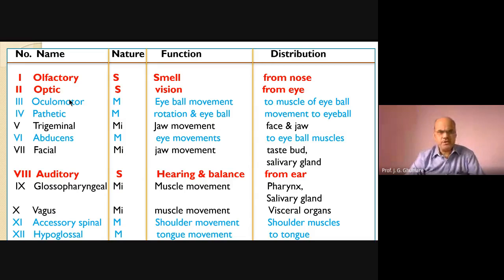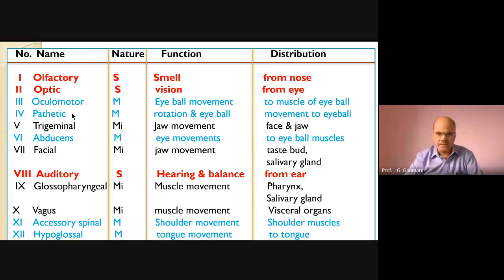Third in the series, the third cranial nerve is called oculomotor, the one which is motor in nature. The one which goes to the muscles of the eyeball, and is concerned with eyeball movement. Remember, the eyeball will have many more nerves which are given, or come from the eyeball, because we have a variety of movements of the eyeball.